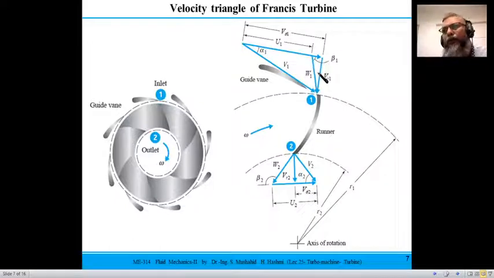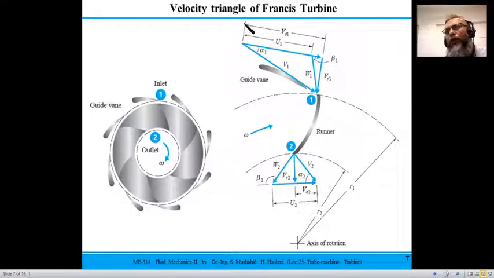I will use the same notation and nomenclature which we have used for centrifugal pumps. In centrifugal pumps, fluid enters from the inner periphery and leaves from the outer periphery. In turbines here, fluid enters from the outer periphery and leaves from the inner periphery.